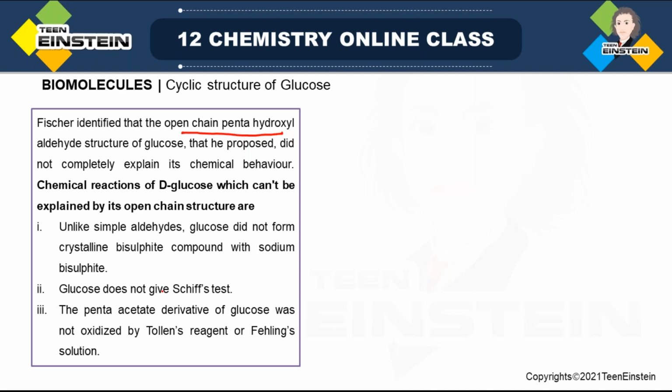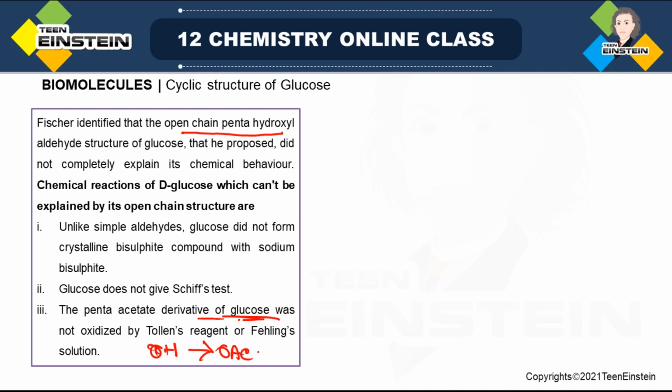Then glucose does not give the Schiff test. Now there is a test using Schiff reagent, where if any free aldehyde group is present, it will give a positive test. But in this case, we are not getting the test. And the third chemical behavior is the pentaacetate derivative of glucose. Remember, when we treat glucose with acetic anhydride, we get pentaacetate. That means the OH groups are converted to OAc groups. OAc group means OCOCH3 group.